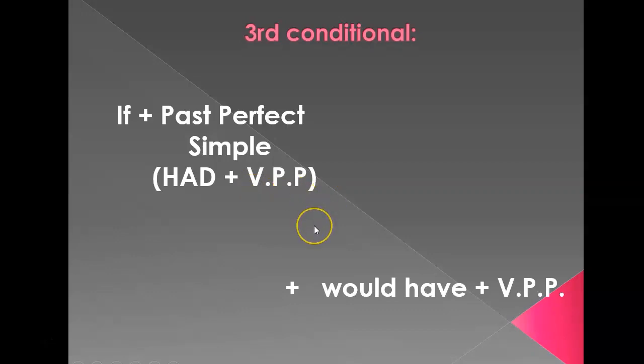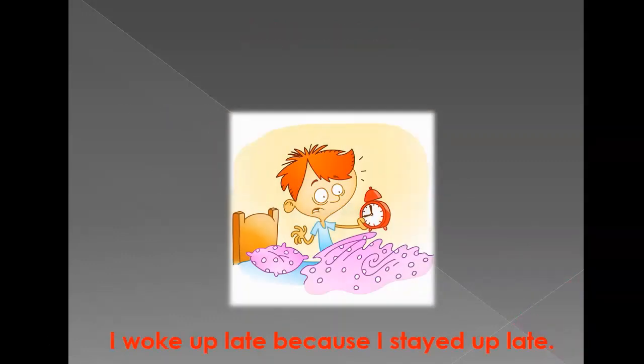Now the second part of the clause. All the time, guys, you have to write would plus have plus a verb in past participle. Let me show you an example. For example, we have that boy. It says, I woke up late because I stayed up late. That's a fact. That happened to that boy.